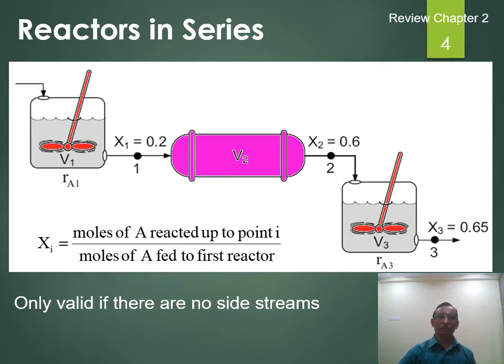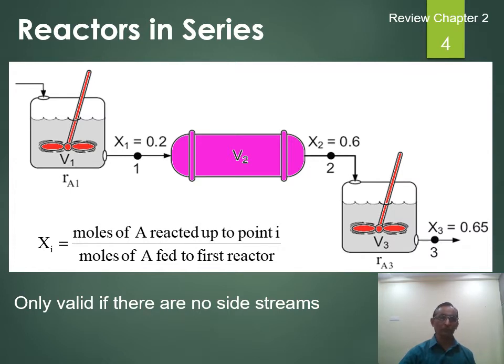These reactors are arranged in series to find out the conversion. The first reactor is a CSTR, the second reactor is a PFR, and the third is again a CSTR. So you have to use the proper design equations. If the CSTR is the first reactor, the design equation is different from when the CSTR is the third one. So you have to take care of that, because you have proved that.